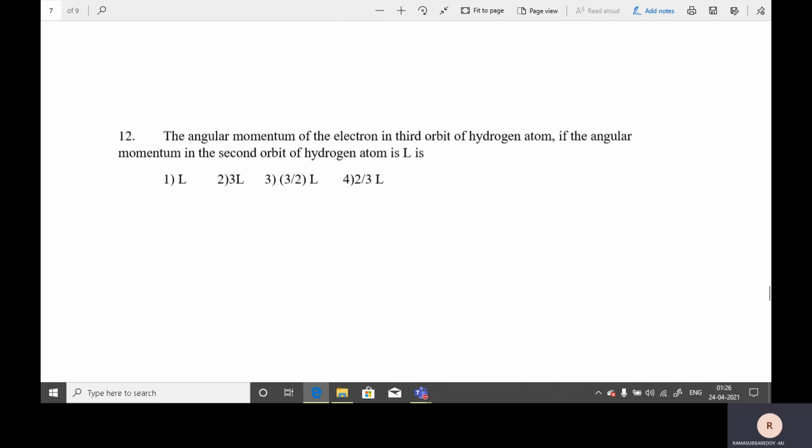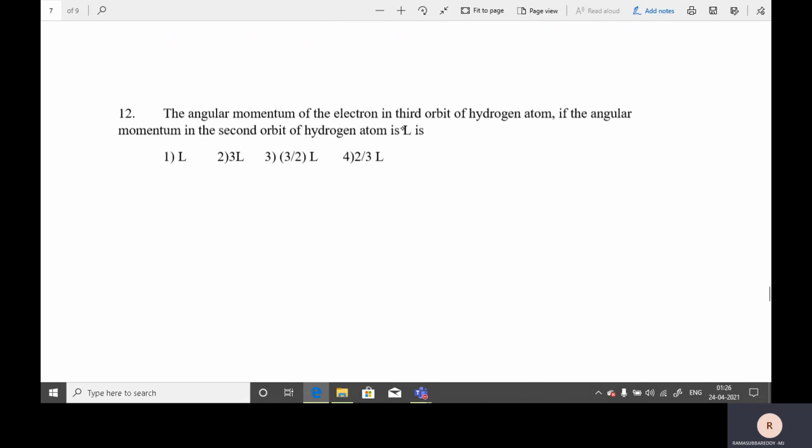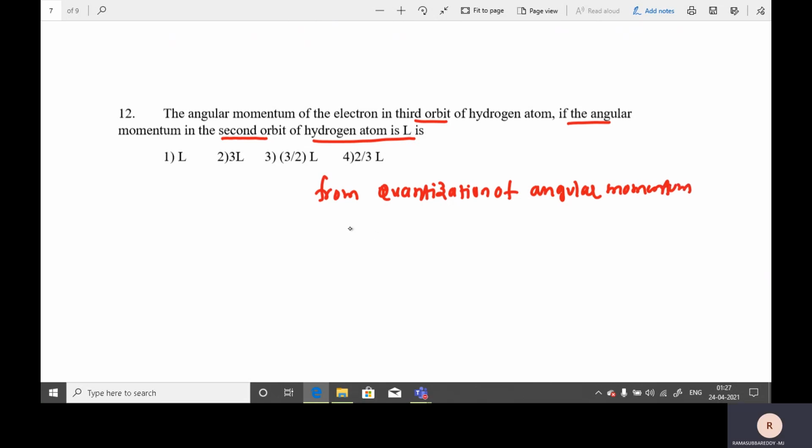The angular momentum of the electron in the third orbit of hydrogen atom, if the angular momentum of the electron in the second orbit of hydrogen atom is L. So here we know, same from quantization of angular momentum, mvr is equal to nh by 2 pi.